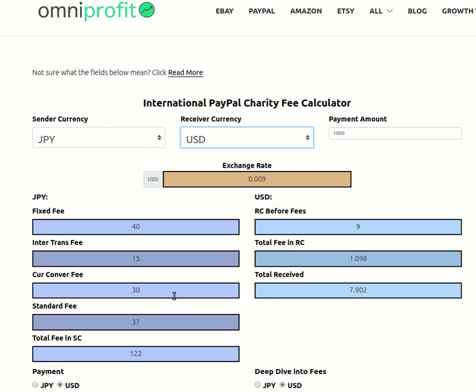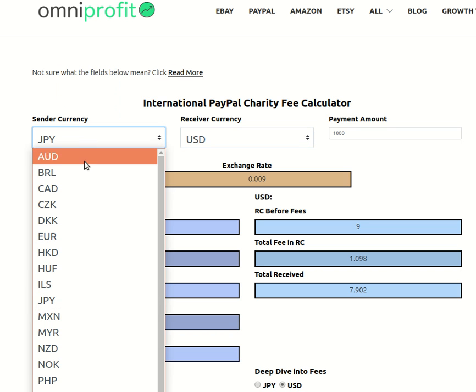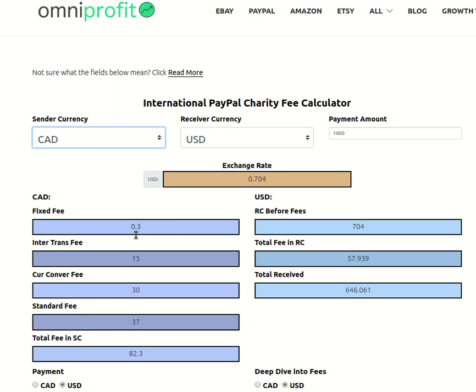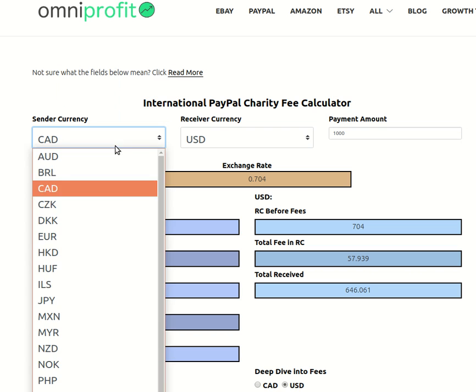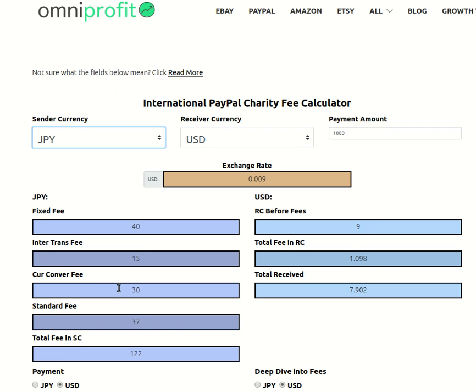The first 4 rows in this column correspond to the different types of fees that PayPal charges for an international charitable donation using their service. The first fee is called the fixed fee, and that is a fee that PayPal charges depending on the currency. For donating with Japanese yen, PayPal charges 40 yen. But this changes. If I, for instance, wanted to donate with Canadian dollars, it's now 30 cents Canadian dollars. Going back to Japanese yen.